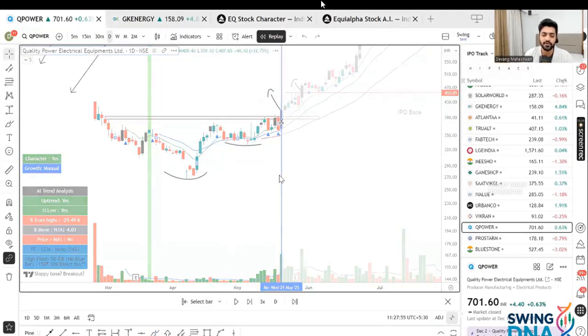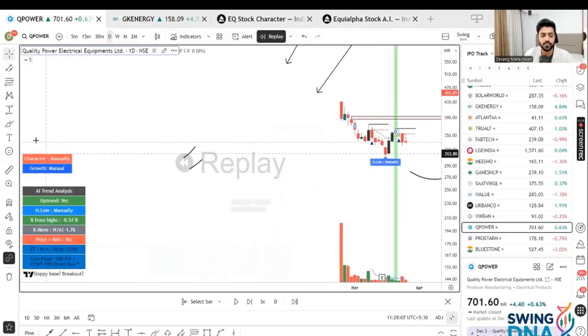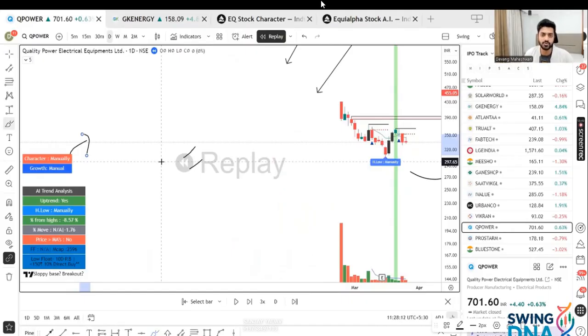There's one thing that may not be there sometimes, which is character and growth. Character may show manually, because if you are in the initial phase, then it may show manually. Manually means you can give it a chance because it's just listed. There are no candles for it to calculate from, so it's an open area. You can try for all the IPOs because you don't know it yet, right?